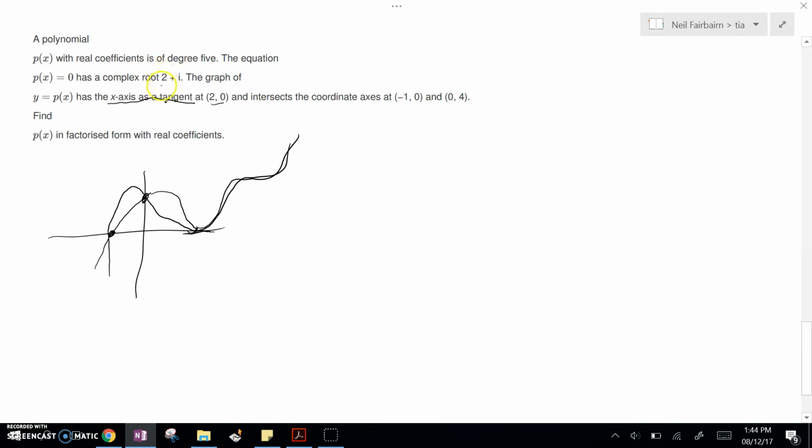So, let's look at it. Well, we've got a root at 2 plus i, which means we also have a root at 2 minus i, the conjugate. We've got a root at -1.